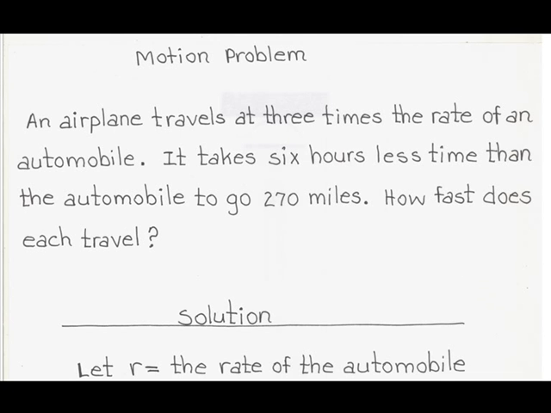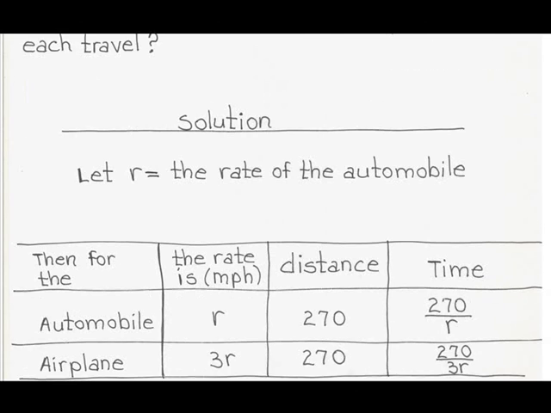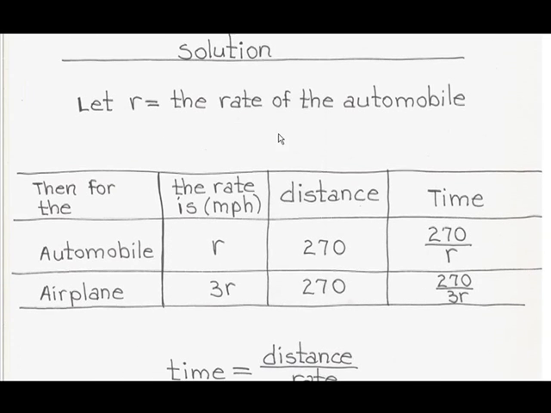Now, let's begin to look at our solution here. Let R equal the rate of the automobile. As you can see here, we had this set up in the form of a distance, rate, and time table. For the given, we have an automobile and we have the airplane. In the first column, we have the rate, which is in miles per hour. In the third column, we have the distance that's traveled. And we have the length of time of travel.